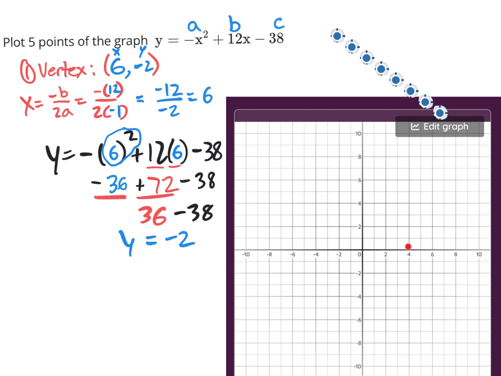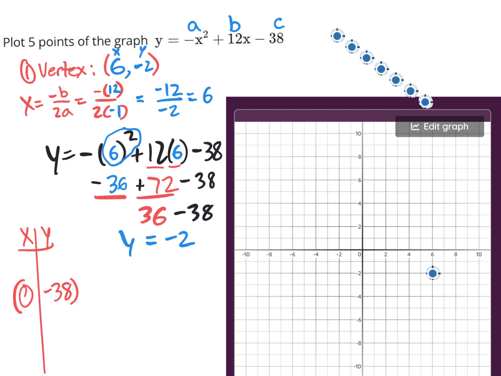So you go to 6 on the x, -2 on the y, and you put a dot right there. And you're going to have to do that on quizzes. You plot that point. That's the most important point. Now, from there, you need more points. So you could go to an input-output table, and you could plug in some numbers. Like, let's say you plug in the number 0. That would be the y-intercept, technically. To find the y-intercept, you set x equal to 0. And if you plug in a 0, you'll get -38.